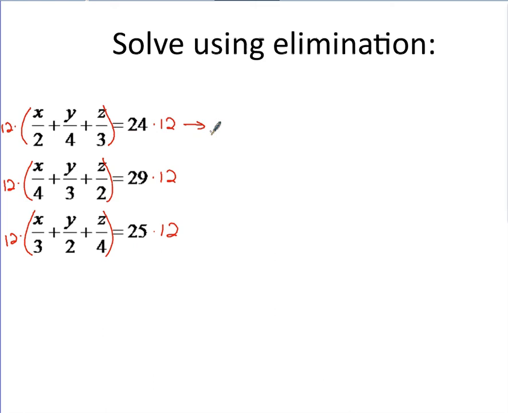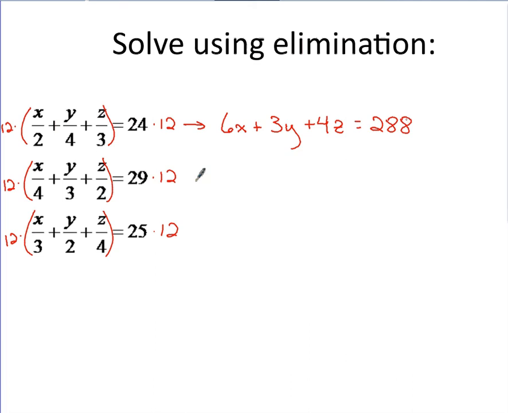All right, this first equation, as I clean this up a little bit, I know 2 goes into 12 6 times, so I've got 6x, plus 4 goes into 12 3 times, I got 3y. 3 goes into 12 4 times, I've got plus 4z. That equals 24 times 12. Check me on these. I got 288.